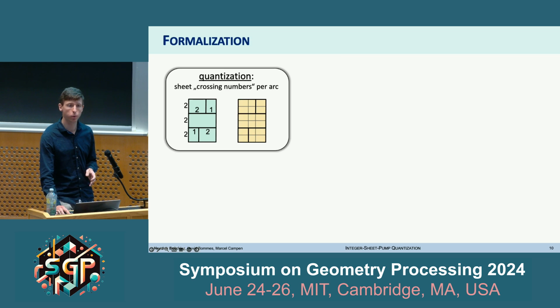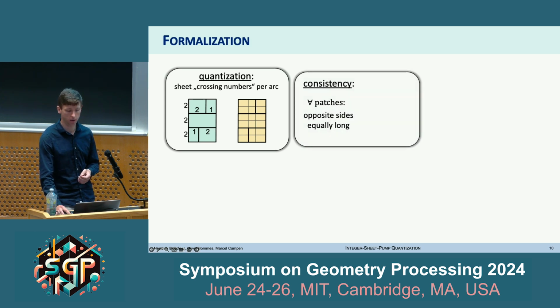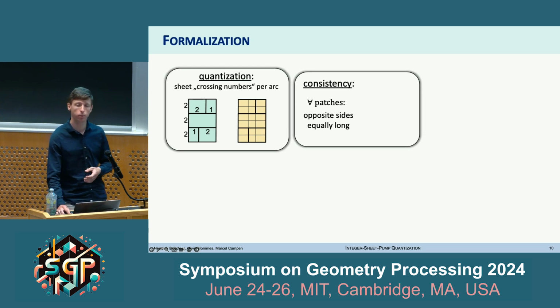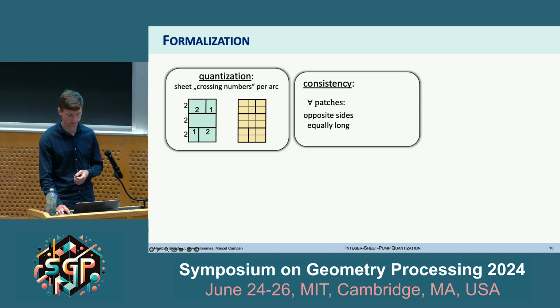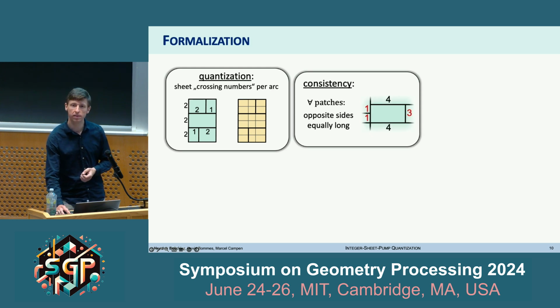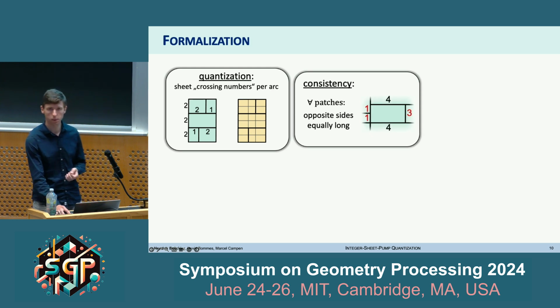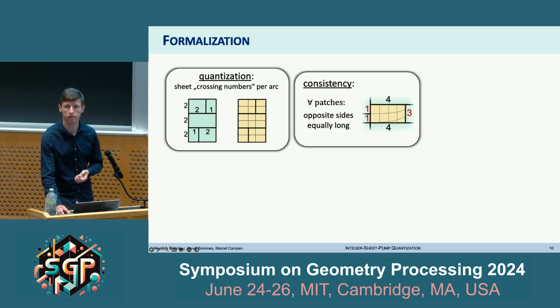For now, we switch to 2D sketches for visual clarity. A valid quantization has to satisfy some constraints. The first is that of consistency. It requires that opposite patch sides be of equal length, and length here refers to the sum of crossing numbers. Consistency prevents situations like this that cannot be resolved locally without additional singularities.